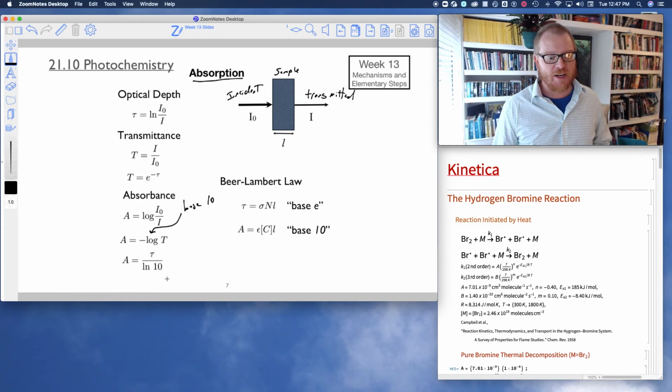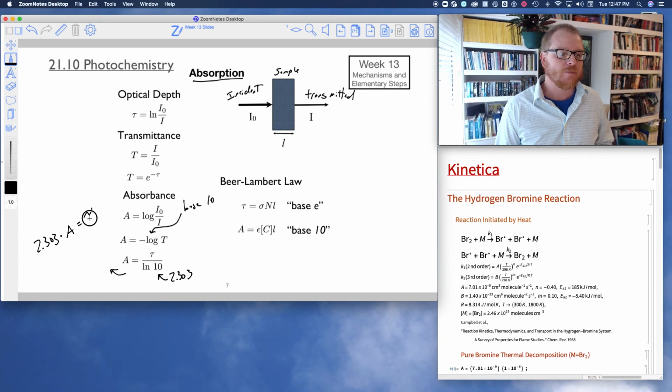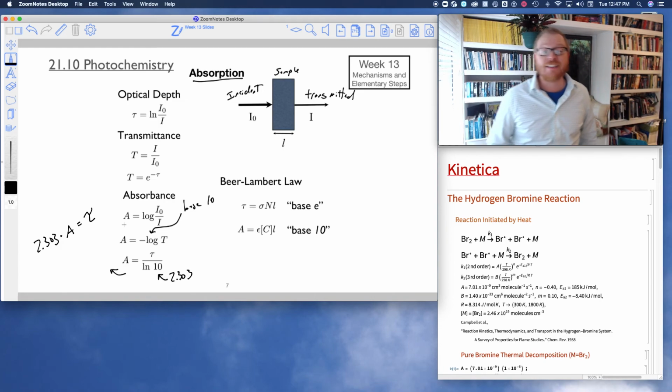So the natural log of 10 is the number 2.303. And we can convert an absorbance into an optical depth with some simple algebra. If I say the factor 2.303 times absorbance, that just gives me the optical depth. So optical depth and absorbance are very closely related. It's really just a difference of the base 10 versus base e metric. That number 2.303 is the natural log of 10.